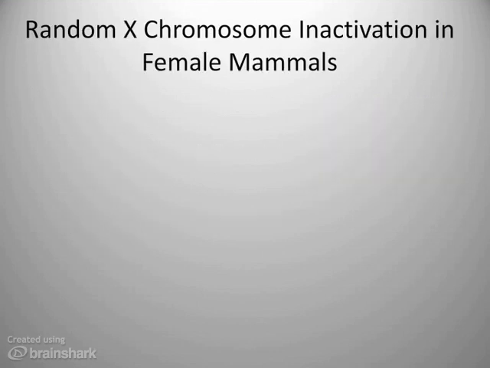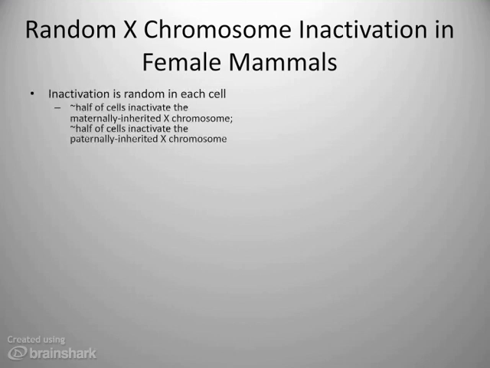Now let's look more closely at the inactivation of X chromosomes in female mammals. Now again, this allows for dosage compensation in that now we will only have 1 functional X chromosome in each cell in both males and females. Now this X inactivation is random in each cell, so about half of the cells will inactivate the maternally inherited X chromosome, and the other half will inactivate the paternally inherited one. Now this choice of inactivation is maintained in the daughter cells, but all X chromosomes are reactivated in the gametes so that both X chromosomes are functional in eggs.